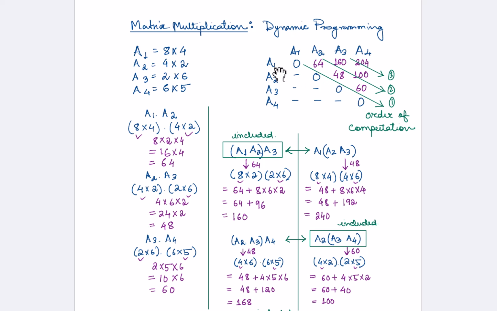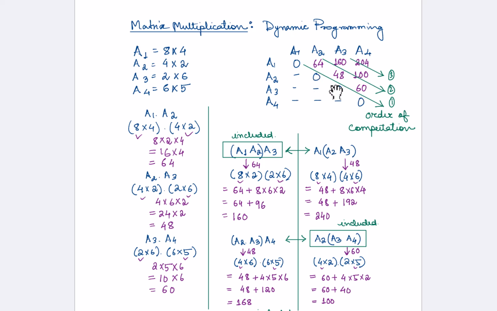Okay. In rows, we have put all the matrices A1, A2, A3, A4. In the column as well, we have put all the matrices A1, A2, A3, and A4. What it signifies is, if we look into 64, this value comes from multiplying A1 into A2. Similarly, for 48, this value comes from multiplying A2 with A3. Okay, so this is how we are getting the values in this matrix.